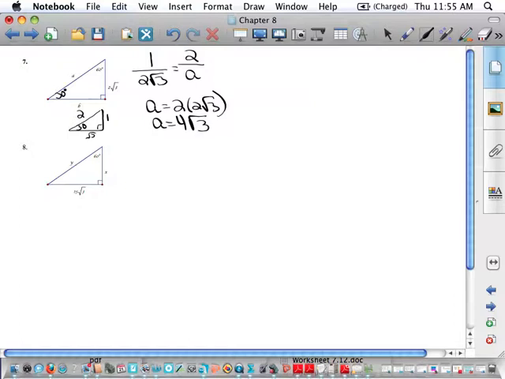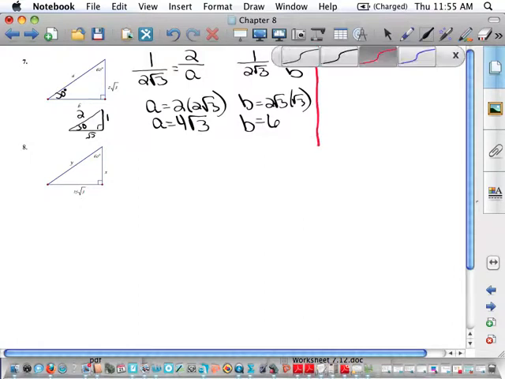For B, I can set up that same comparison. So the short leg is to the short leg 2 root 3 as the long leg square root of 3 is to the long leg B. And again, cross multiply, so B is equal to 2 root 3 times root 3. So that's going to be 2 root 9. The square root of 9 is 3, so B is equal to 6. So that's one way.